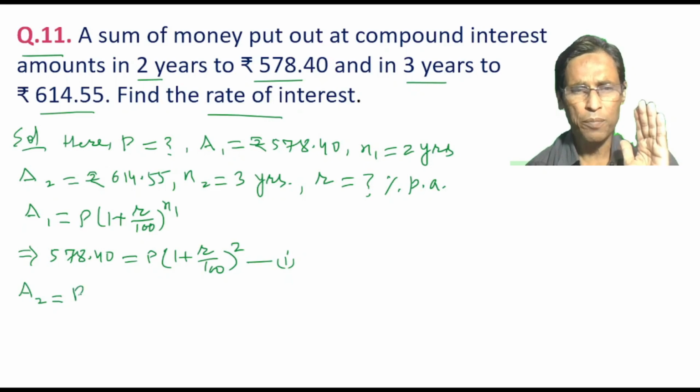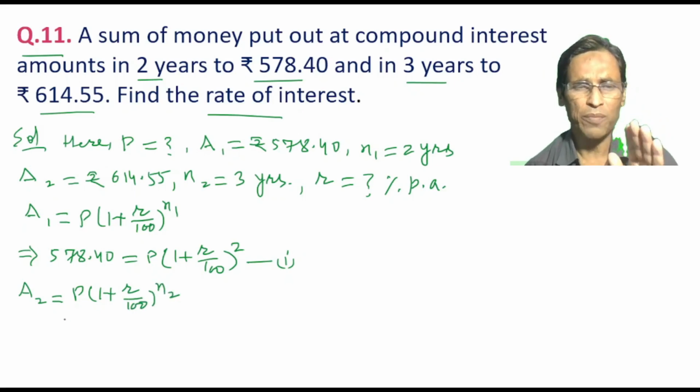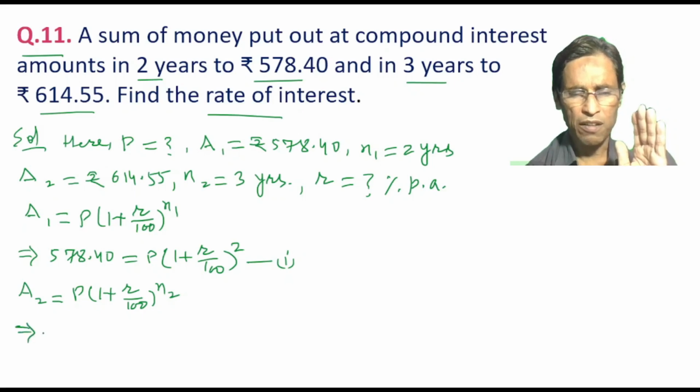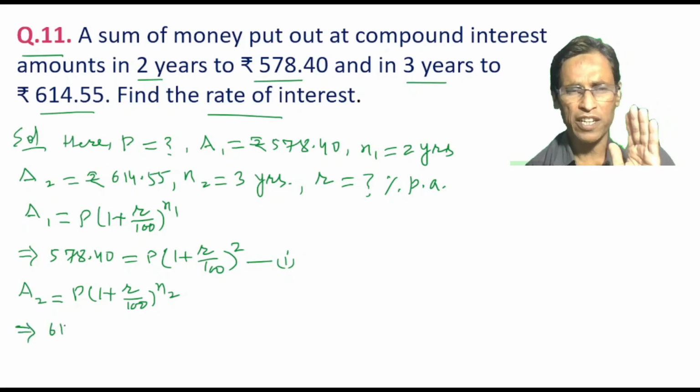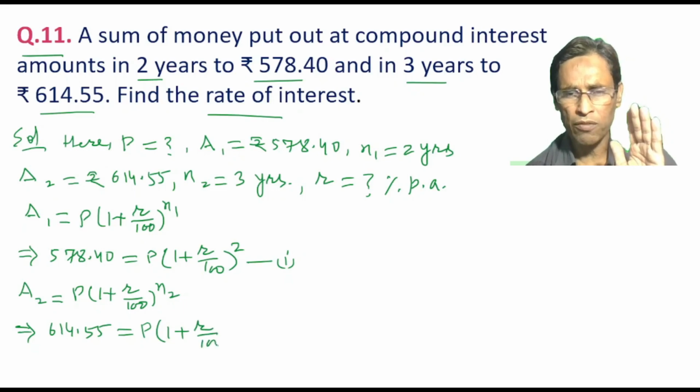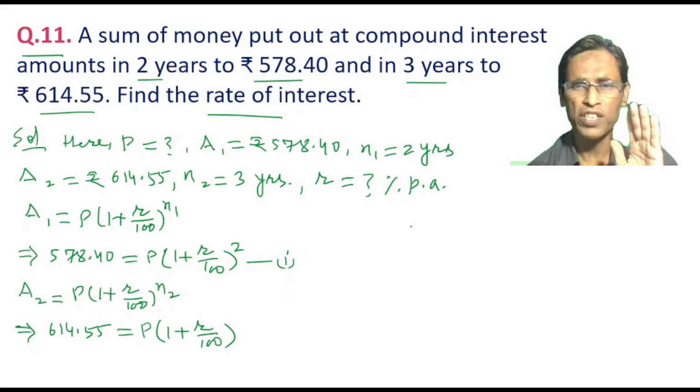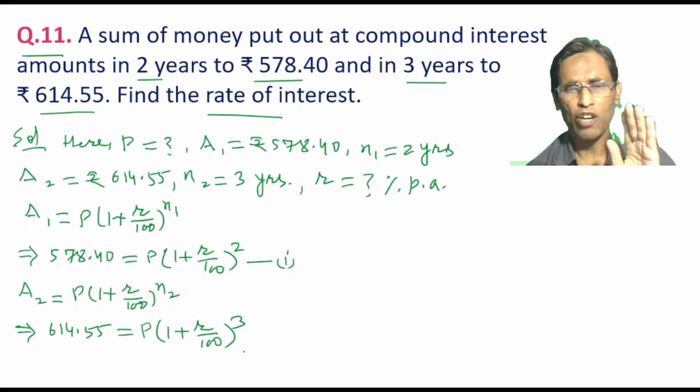A2 will be given by P times (1 plus R by 100) to the power N2. In the next step, we replace the terms with the information given, as A2 will be replaced by 614.55 and in RHS it will be P times (1 plus R by 100) to the power N2. N2 is known and it is 3 years. So it will be replaced by 3. Now we name this equation as equation number 2.